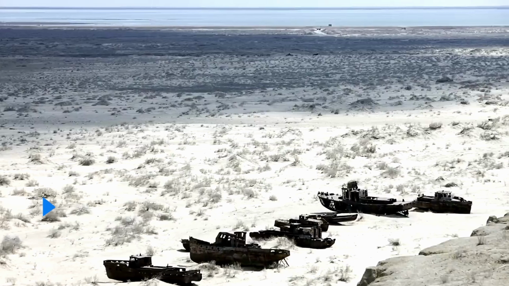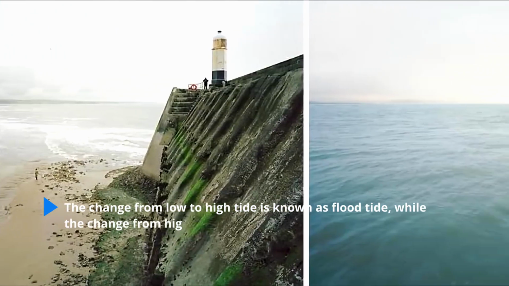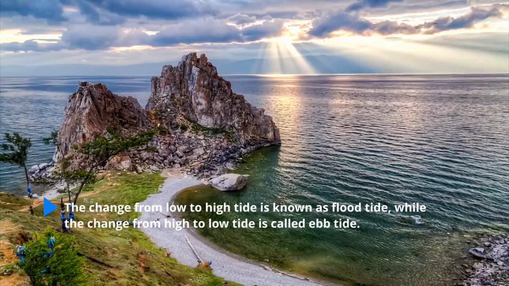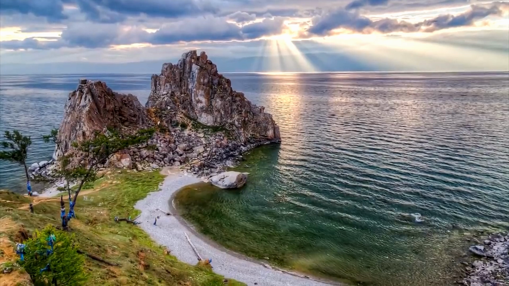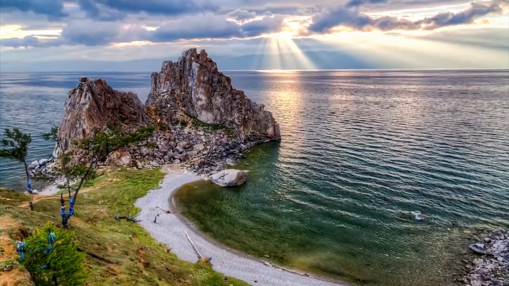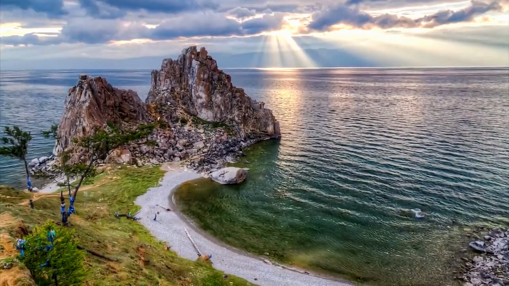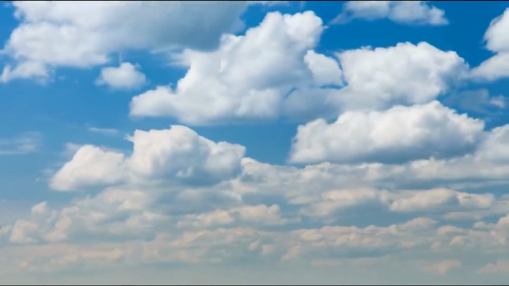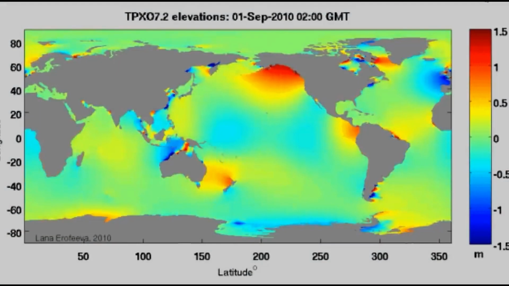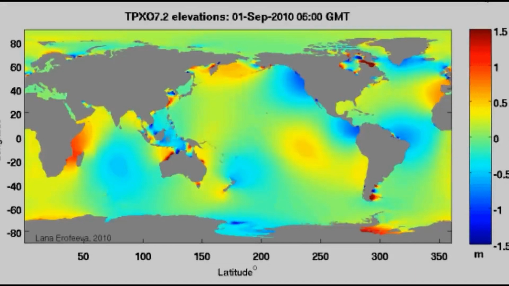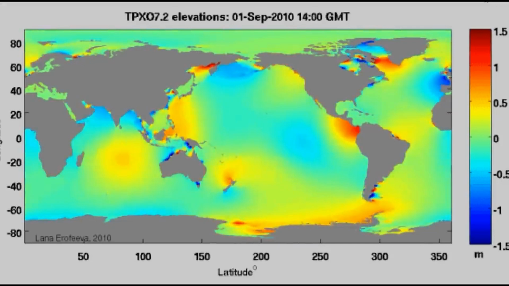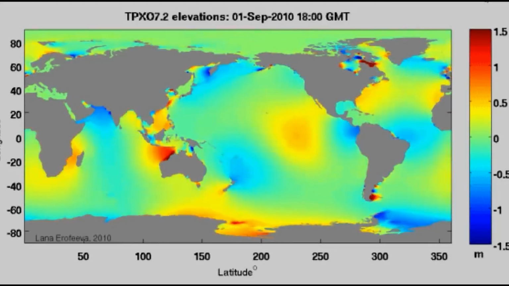The change from low to high tide is known as flood tide, while the change from high to low tide is called ebb tide. The technical term for the difference in water level between high tide and low tide is tidal range. The flow and ebb are gradual, so it is not accurate to say that a high or low tide lasts around 6 hours and 12 minutes. That is a quarter of a lunar day. The speed of the water flow varies during this period, and it also varies from place to place.